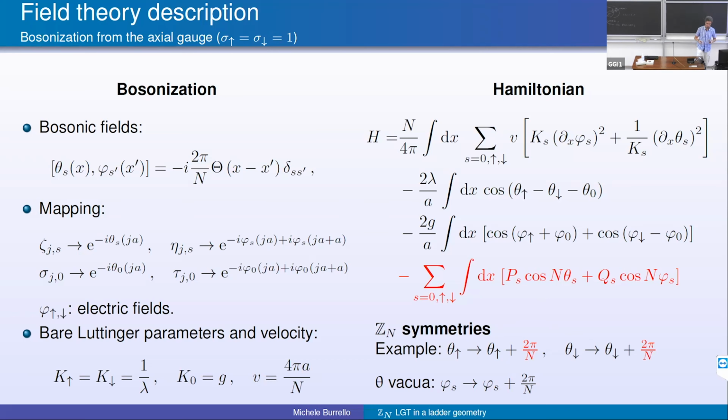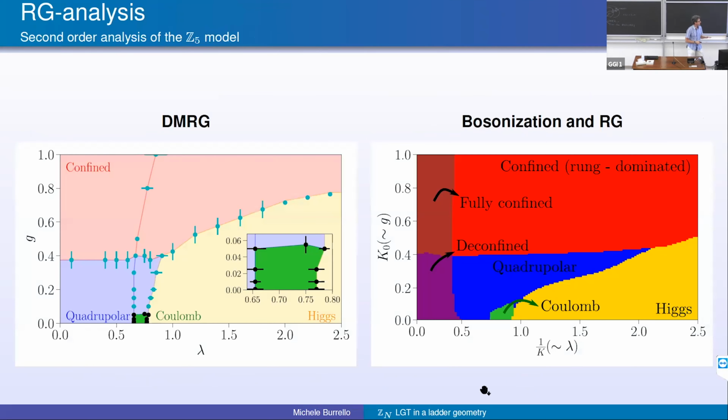Andrea's telling me that my time is running out, so I don't want to go into the details, but essentially, the bottom line is that I can compare what I get from the DMRG calculation to this bosonization by applying second order RG calculations.